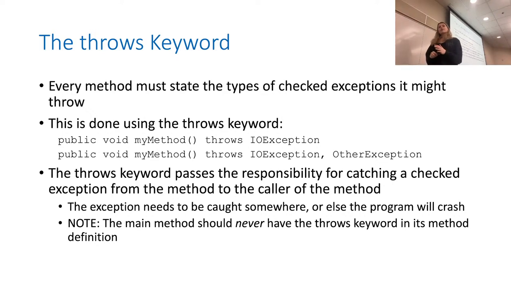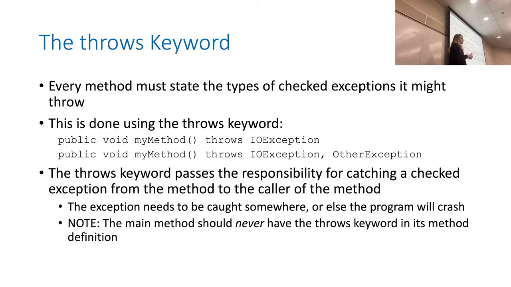So every method must state the type of checked exceptions it might throw, and this is done using the throws keyword. The syntax is after the parameters, after the closing parentheses of your parameter list, but before your opening bracket, you put the throws keyword and then list the checked exceptions separated by commas. The throws keyword passes the responsibility for catching a checked exception from the method to the caller of the method.